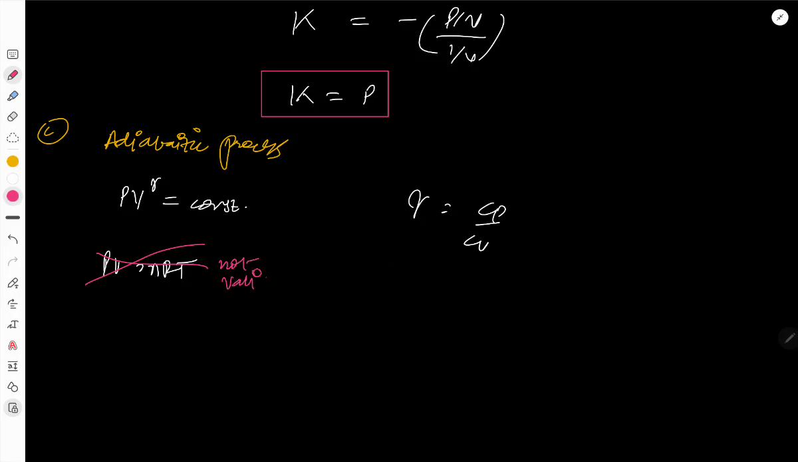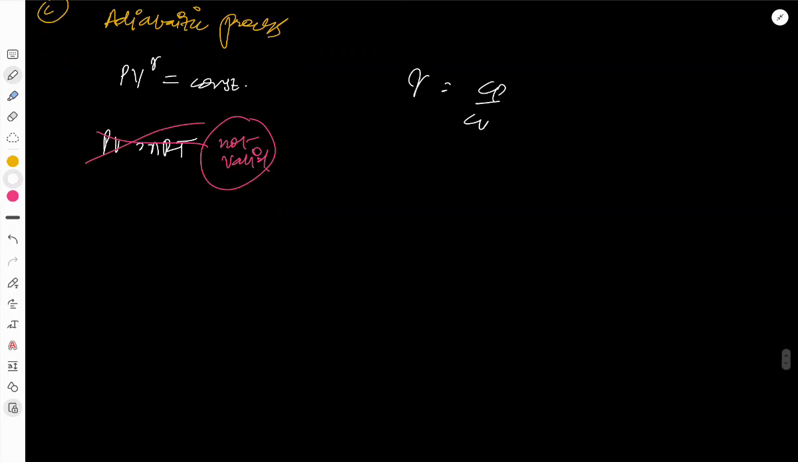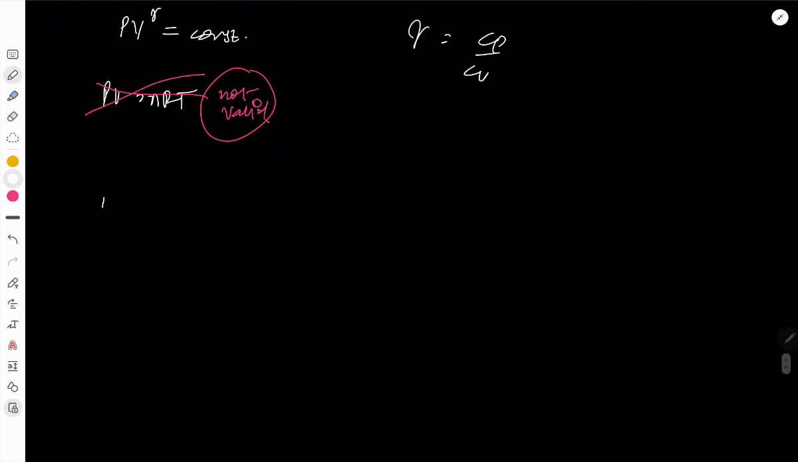I'm writing, it does not hold valid. And instead of that, what is valid is PV to the power gamma equals constant, and from that we will derive various functions. So what is the work done in an adiabatic process?